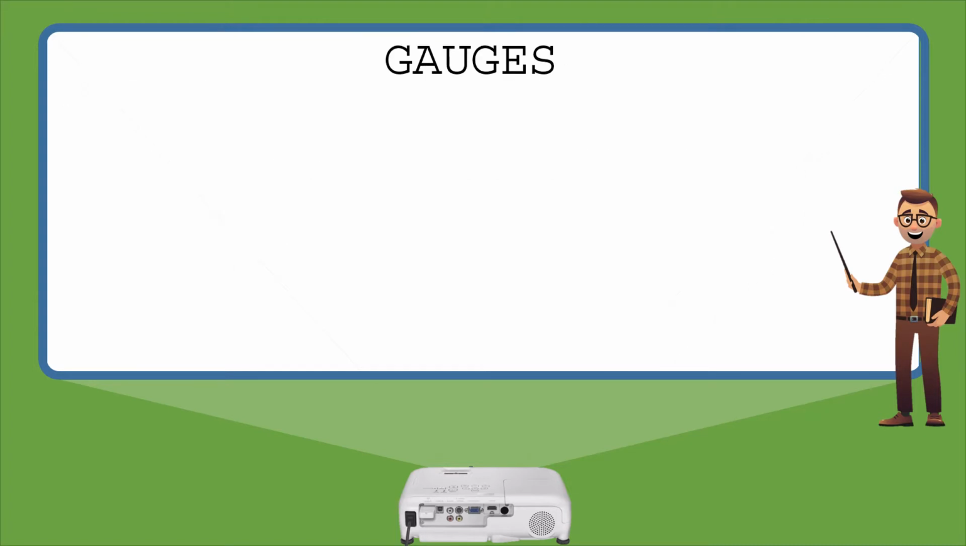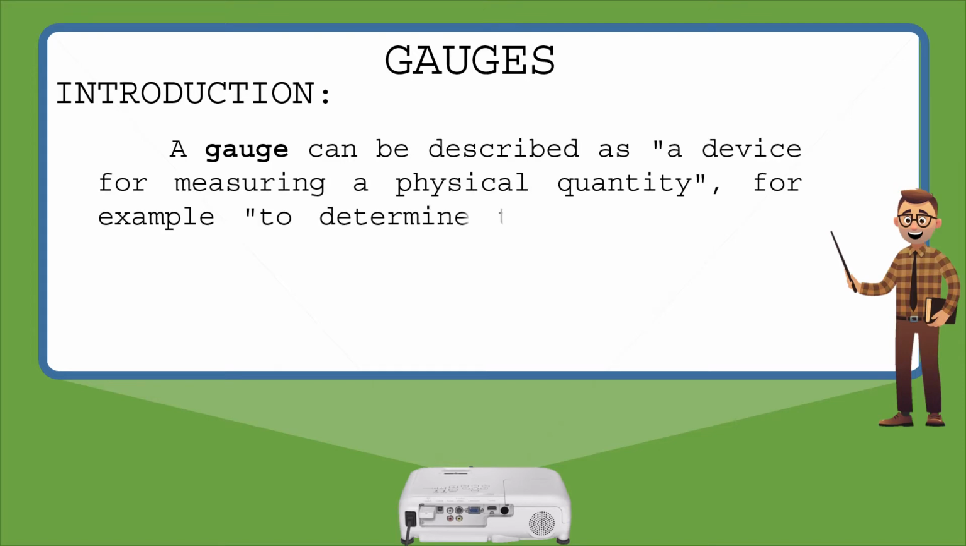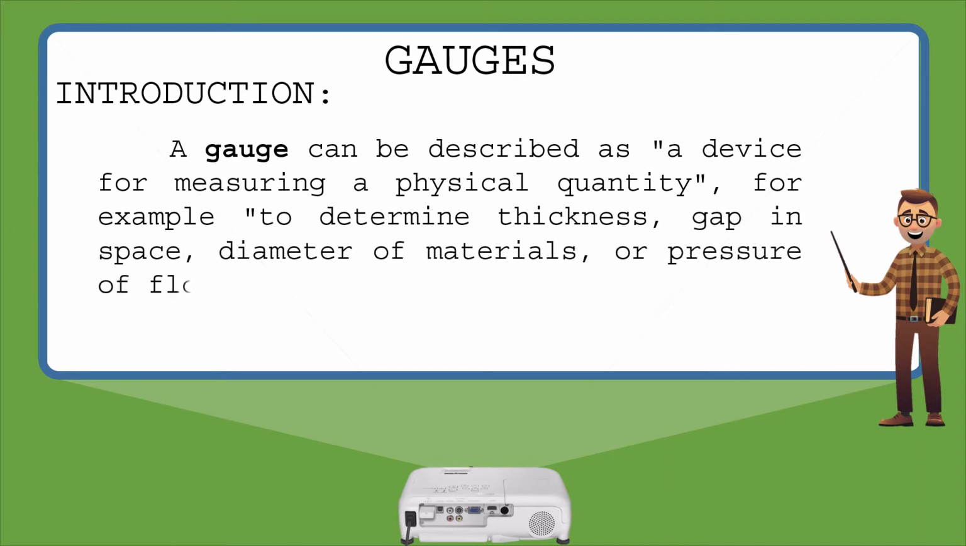Now see the introduction for gauges. A gauge can be described as a device for measuring a physical quantity, for example, to determine thickness, gap in space, diameter of materials, or pressure of flow.